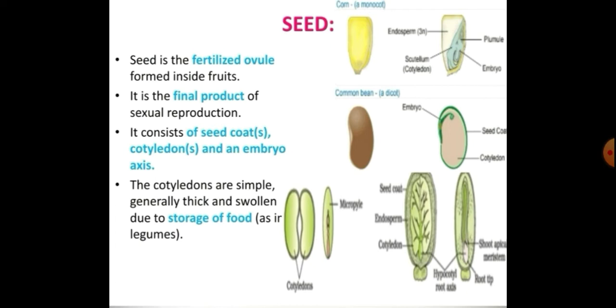What happens is, inside the seed, as you can see here in the diagram, a common bean seed, a dicot one, is there. The outer covering is called the seed coat, and inside there is a cotyledon, and here at one end there is an embryo. The cotyledon is generally thick and swollen. This is what makes your seed thick. What is there inside it is the storage of food. Food is stored inside it.